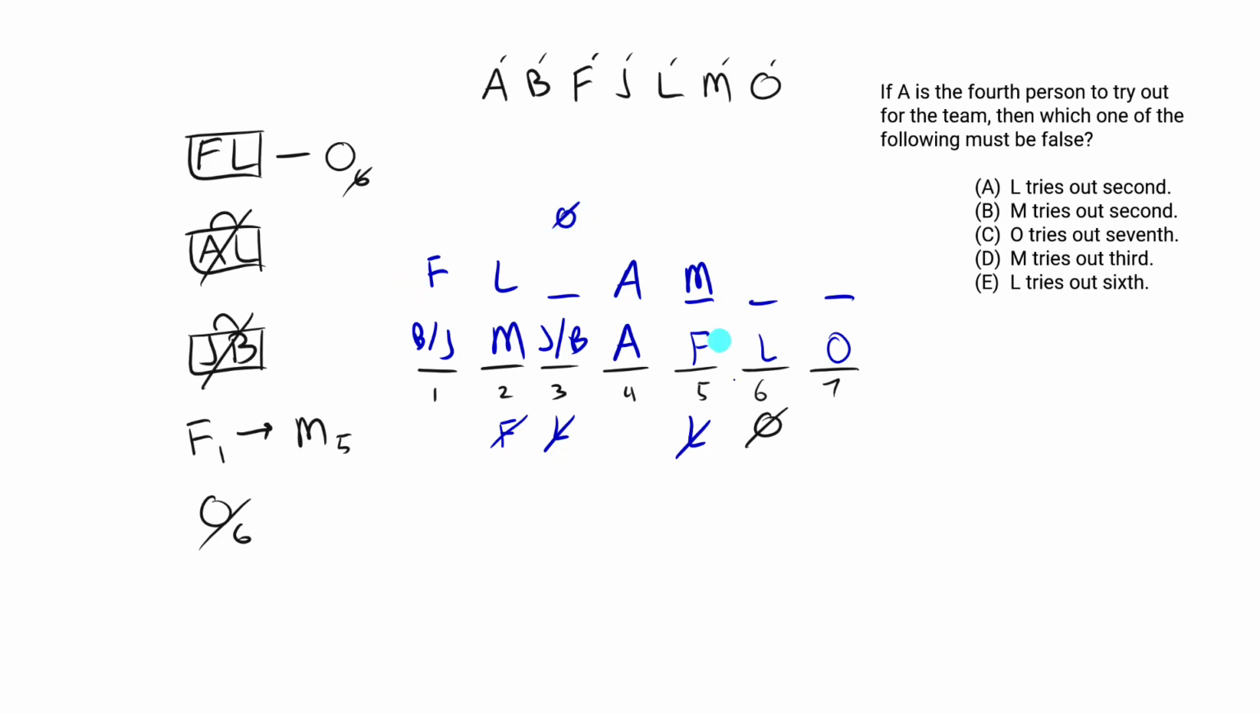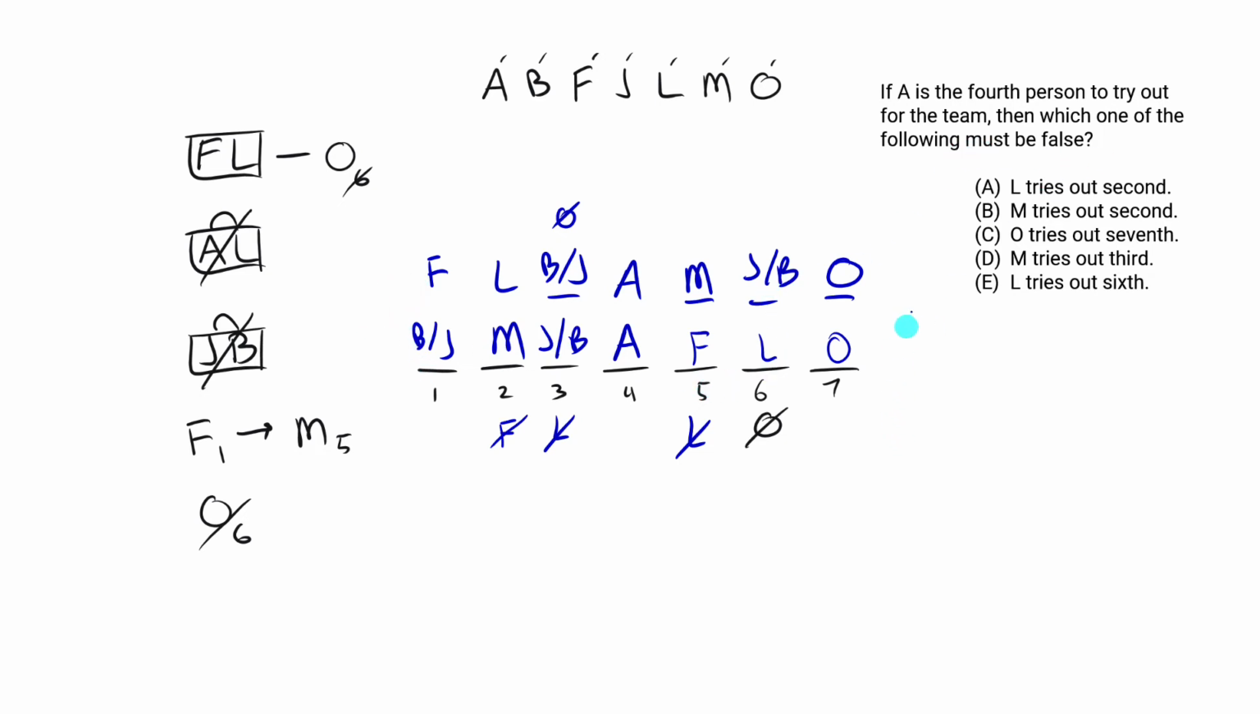And since the O also can't go in the 6th spot, that was one of our original rules, that means the O is forced to go into 7, and the final letters are the B and the J, which are going to split up like this. So this is what happens when A is in 4. You have 2 different possibilities for the F and the L, and we followed through on each of the rules to figure out where other letters would go in each of those possibilities.